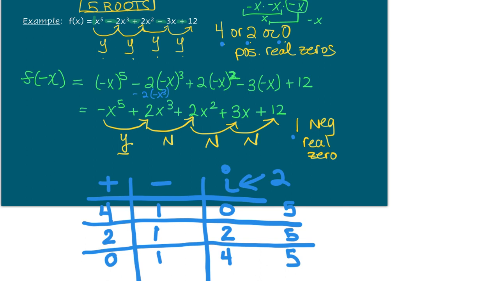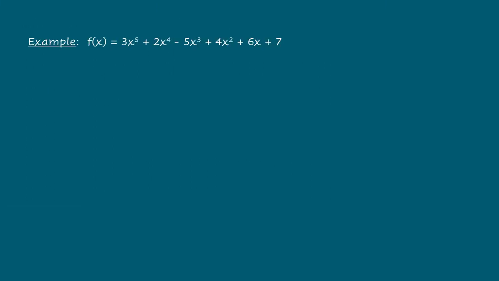Okay? Let's look at another example. So I have 3x to the 5th plus 2x to the 4th minus 5x cubed plus 4x squared plus 6x plus 7. So I'm going to be looking for 5 roots. Let's start with the positives. So here, no sign change.